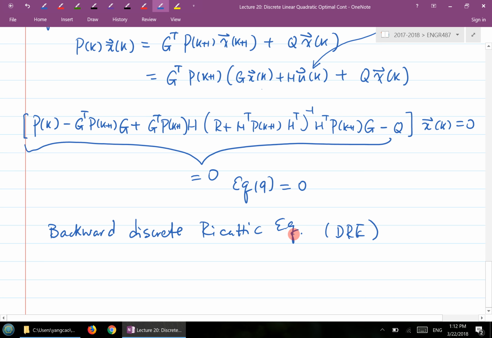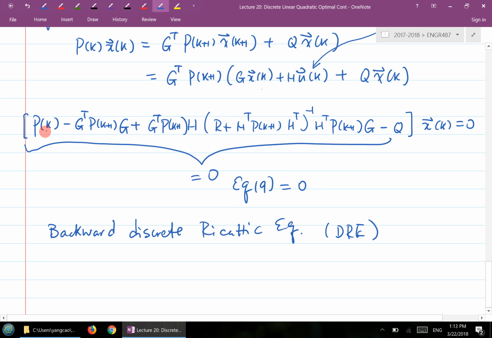And when you learn continuous systems for optimal control, you actually have a similar equation. It's also called Riccati equation, right? But in our case, we got a discrete Riccati equation. And it's backward because you see this equation here.